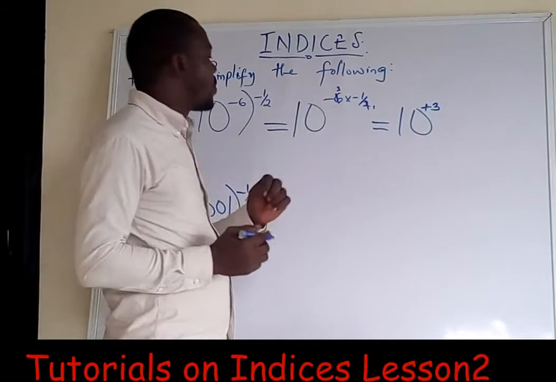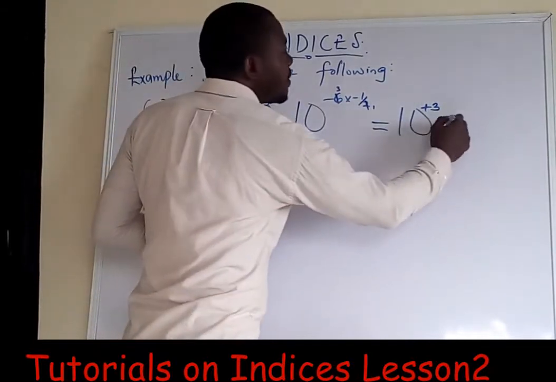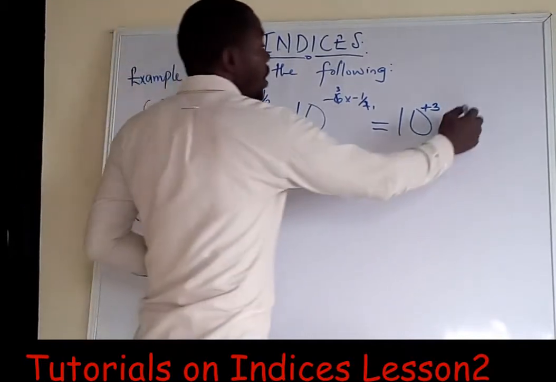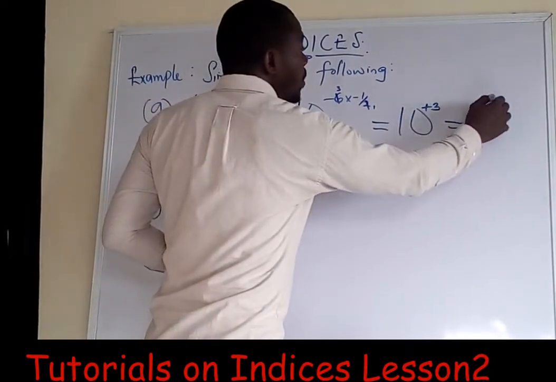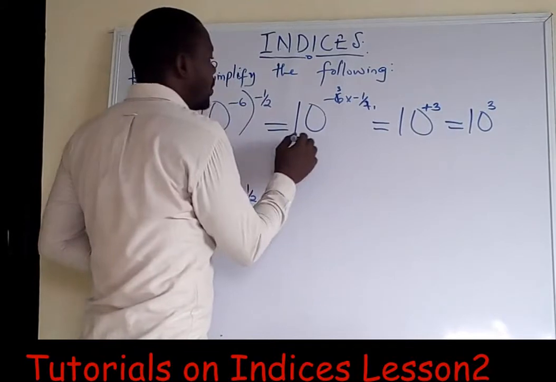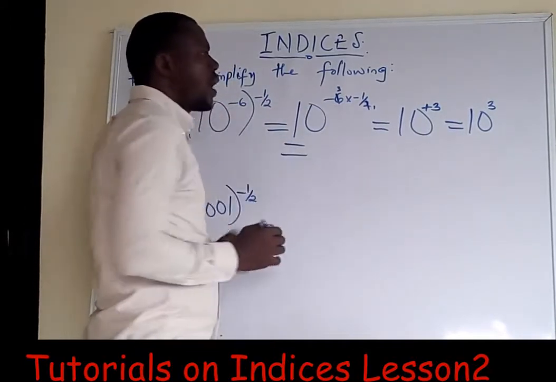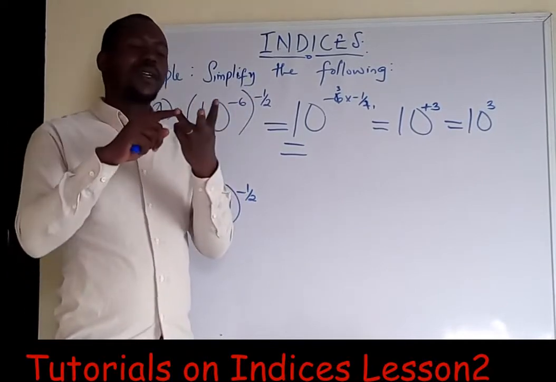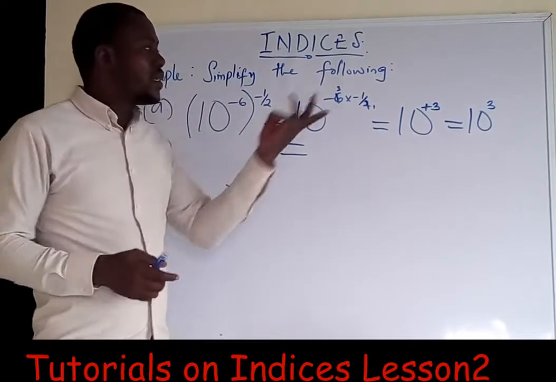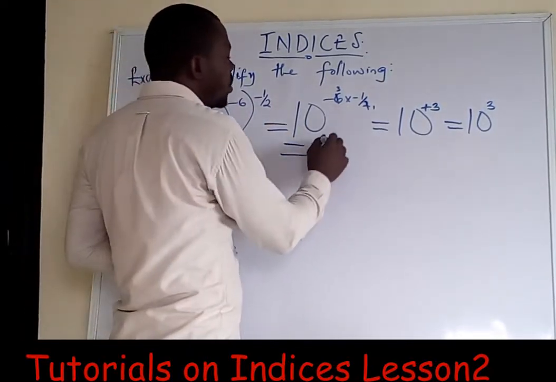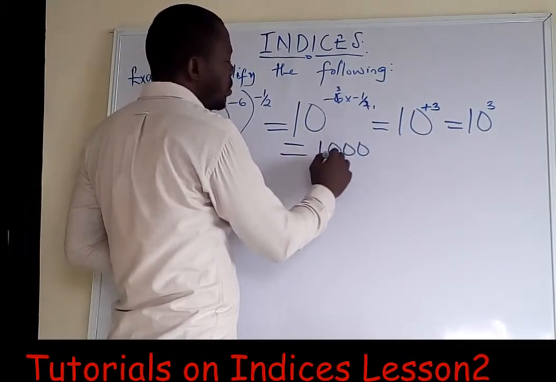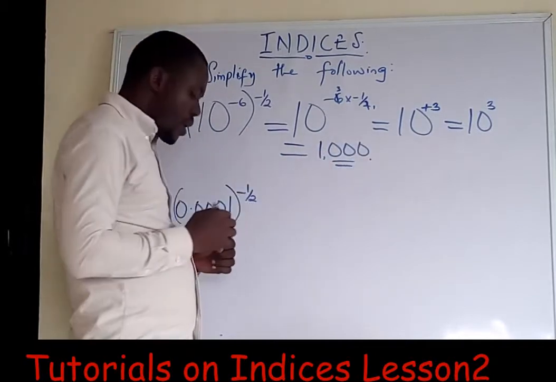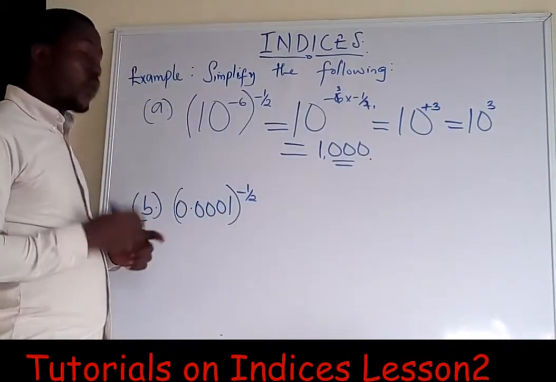At this level, if I like, I can put the plus 3 there, or I can just write 3. So it is the same thing as 10 raised to the power 3. And 10 raised to the power 3 means we are multiplying 10 by itself in 3 places, that is 10 times 10 times 10, which is 1,000. And that is the answer to the first question.